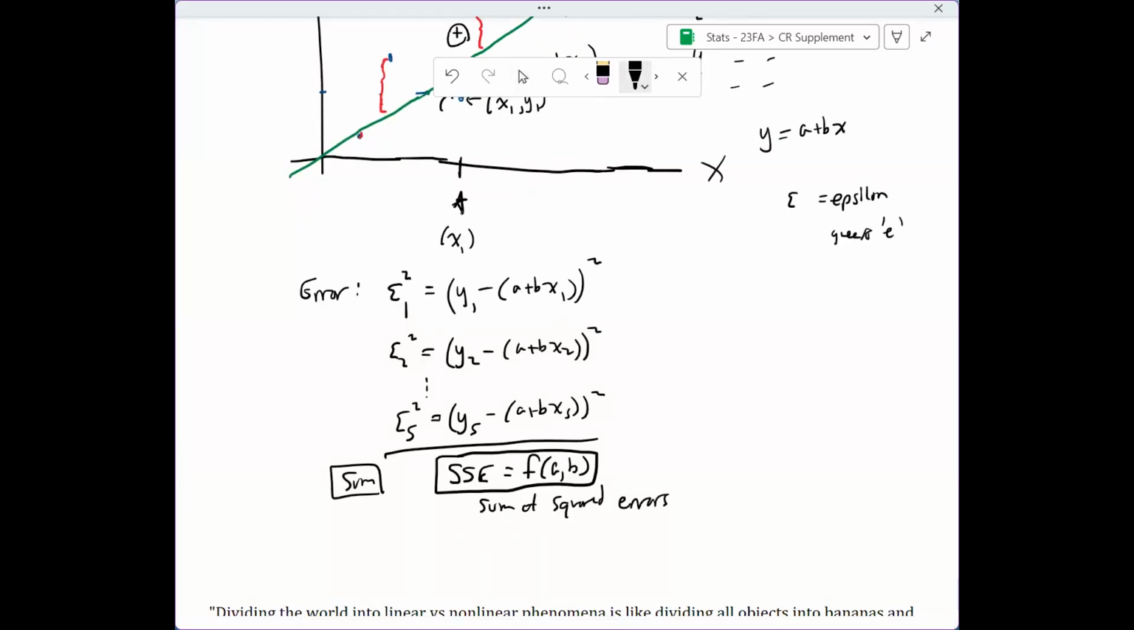So how to find A and B, the intercept and slope of my linear model? Well, what I do is I choose A and B to minimize the sum of the squared errors.